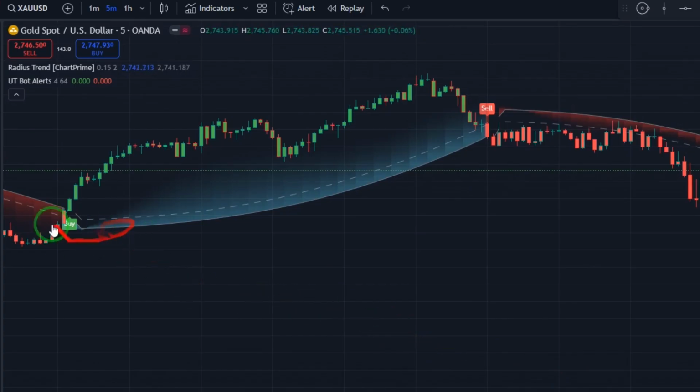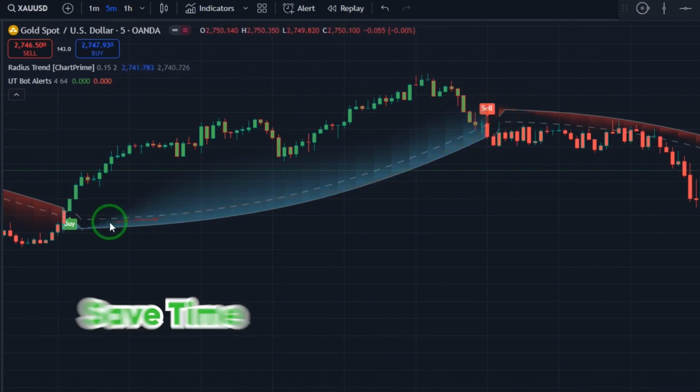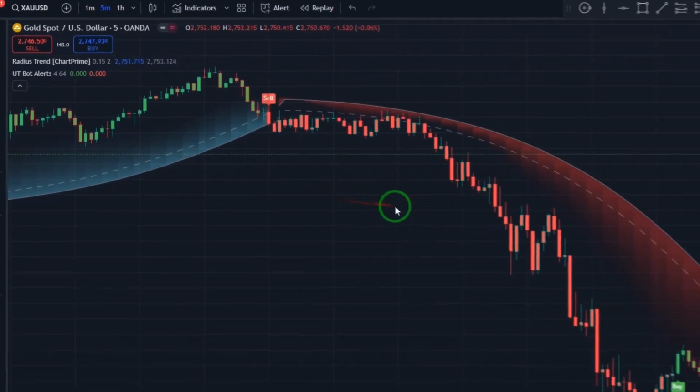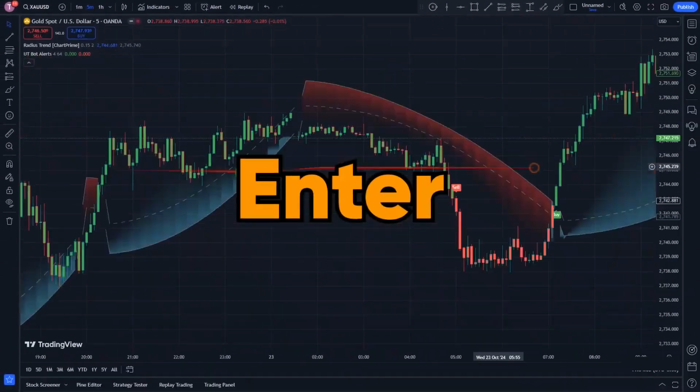This indicator generates entry signals for trades, which helps us save time. We can enter a buy trade upon seeing a buy signal and enter a sell trade upon seeing a sell signal. Now that I have introduced you to 2 indicators, I need to teach you how to enter a trade.